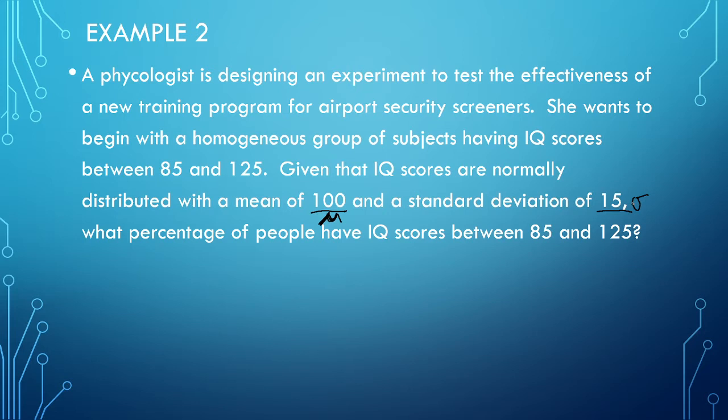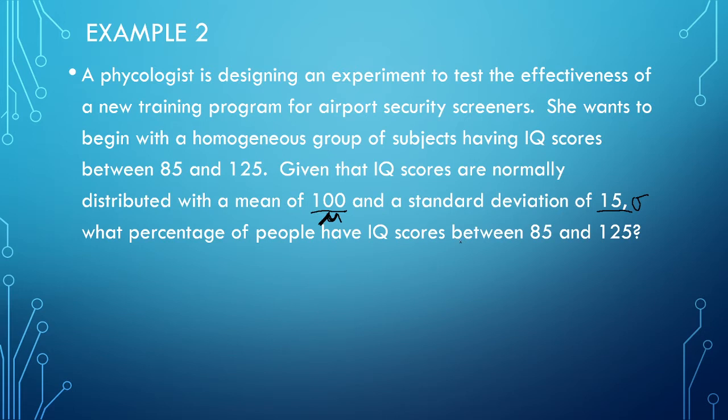So if this person wants to make a test for airport screeners, and she wants to pick people that have an IQ score between these ranges, how hard is that going to be for her? Again, this is asking what percent of people are likely to have an IQ score between those two values. Because if it's a very small percent, she's going to have a hard time getting her group. But let's figure out the numbers first.